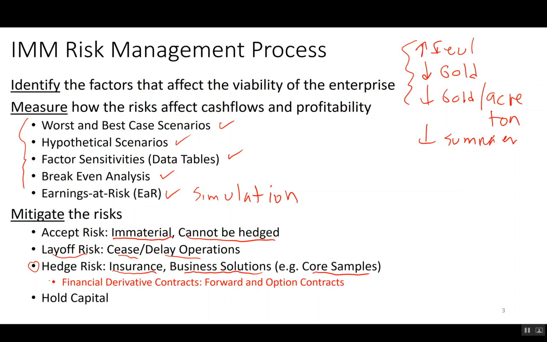And then related to that is something we haven't talked about yet. Another way to hedge the risk is to use financial derivative contracts. And what we're going to talk about is the use of forward contracts and option contracts to hedge risk. And lastly, once you've either accepted the risk or hedged the risk, you see what risk is left over. And the last thing you might want to do is just hold capital. In other words, if you measured that we might lose, say, $200,000 in our worst case scenario, maybe one solution is to not even hedge any of the risk. Just make sure you hold $200,000 in cash reserves. That way the business will not be interrupted or go bankrupt.